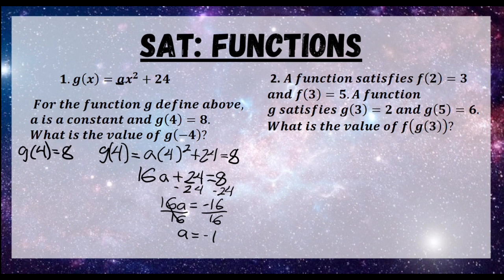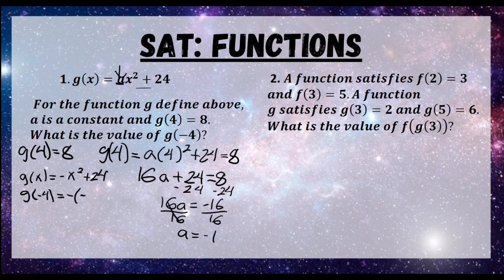Now we're going to plug this back into the original equation. Instead of a, we're going to plug in what a is equal to, which is negative 1. We're going to get g of x equals negative x squared plus 24. Now we're going to solve what the question is actually asking for, which is g of negative 4. We're going to plug negative 4 in for x.